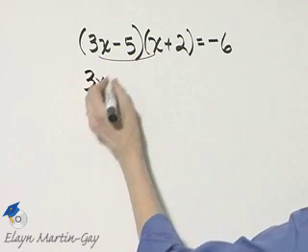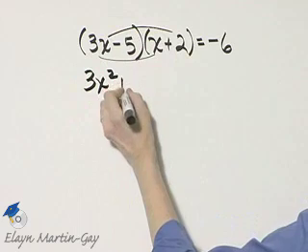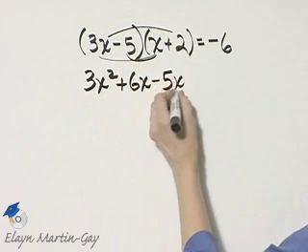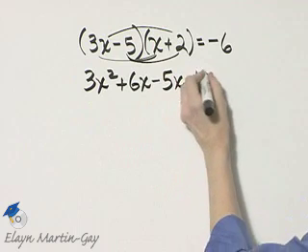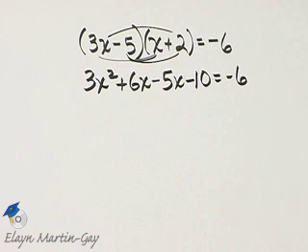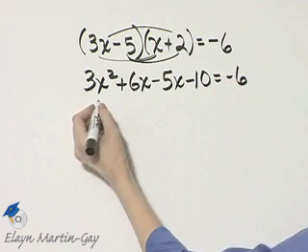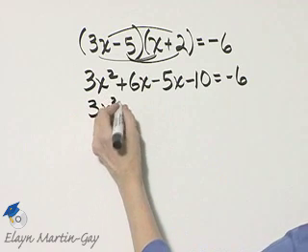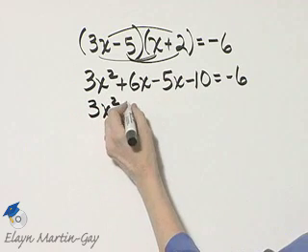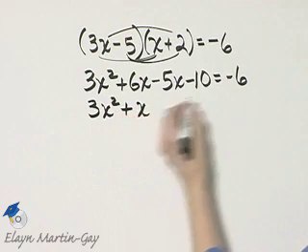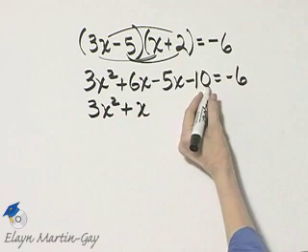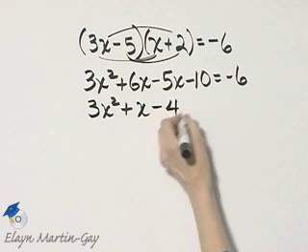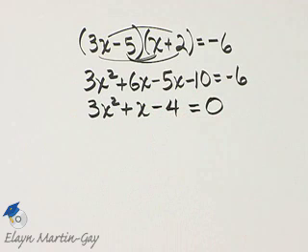That's 3x squared. That's plus 6x, product of the outside terms, minus 5x minus 10 is equal to negative 6. Now let's go ahead and set it equal to 0, write it in standard form. So that's 3x squared, 6x minus 5x, that's plus x, and then negative 10 plus 6, if I add 6 to both sides, negative 10 plus 6, that's negative 4, and then it's equal to 0.